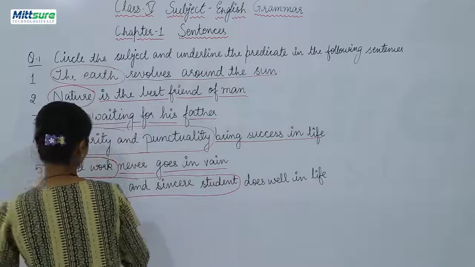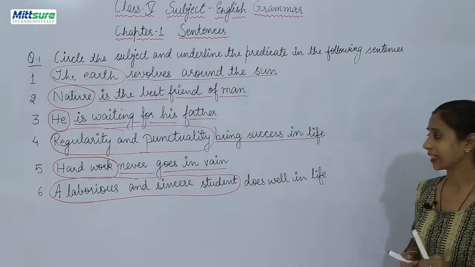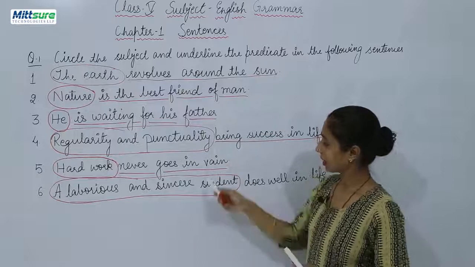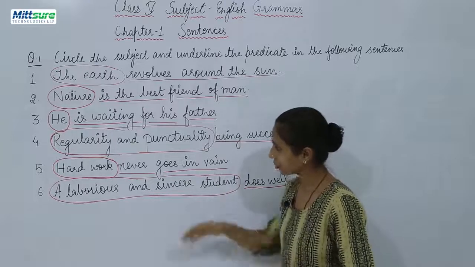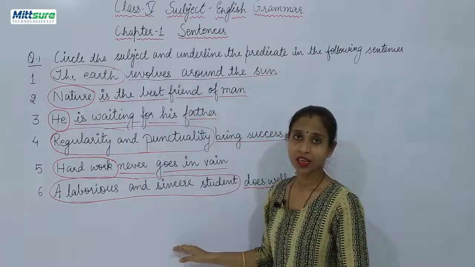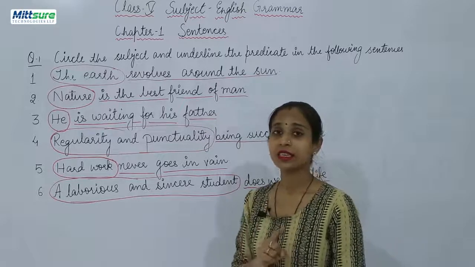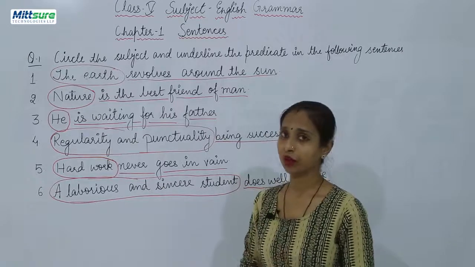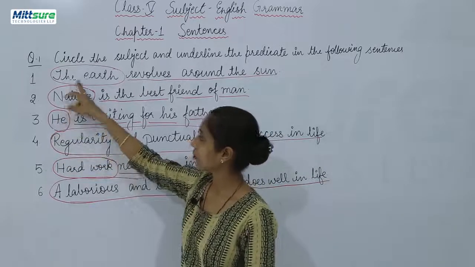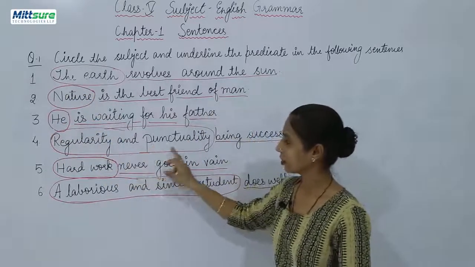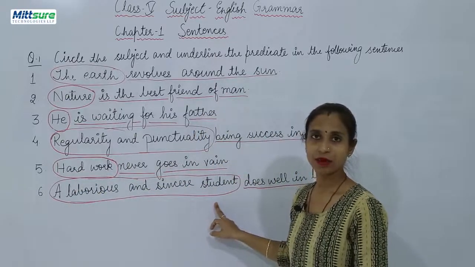See, a laborious and sincere student does well in life. Now, when you look at this statement, we have done 6 and does well in life. It will be the predicate, right? Now, when you look at these statements, I told you when I was teaching you subject and predicate that subject not necessarily be of one word only. It can be more than one or two words. Like here, it is of one word, it is of two words here, three words here, two words again, and here 1, 2, 3, 4, 5 words. Got my point?